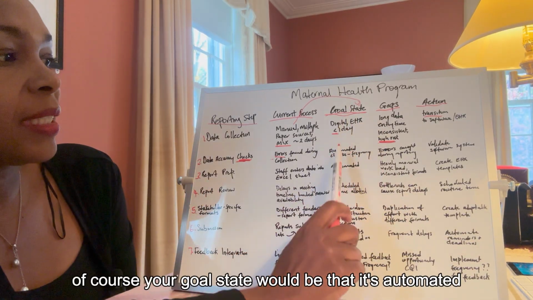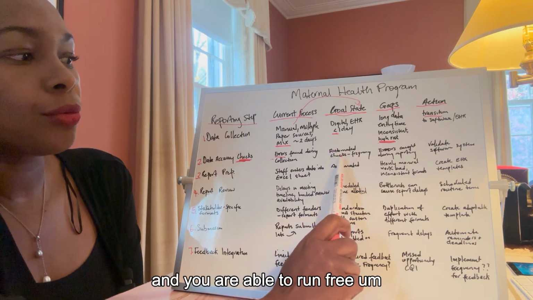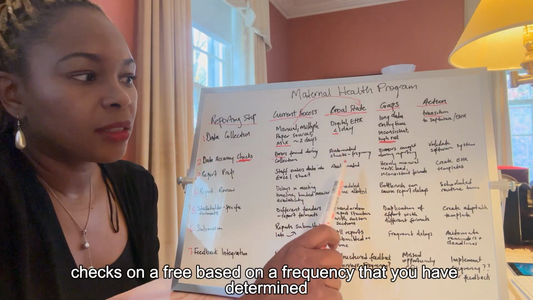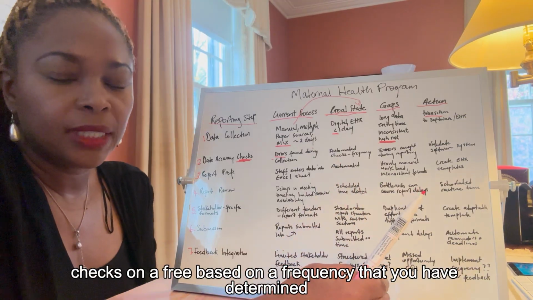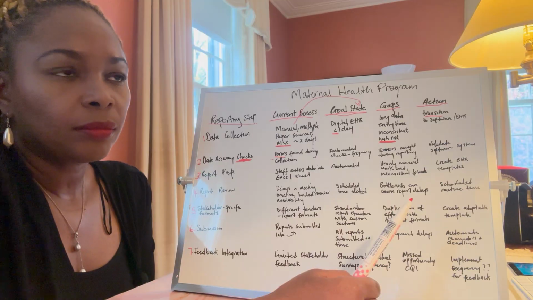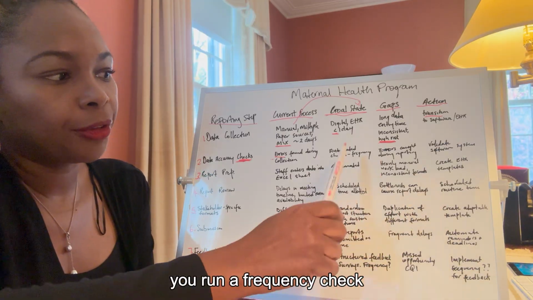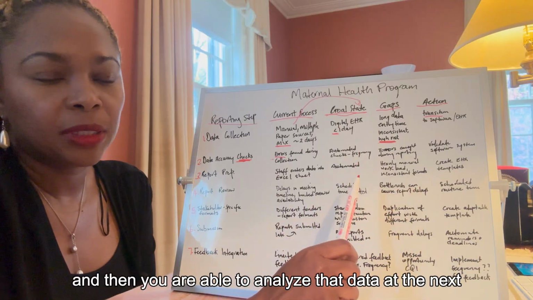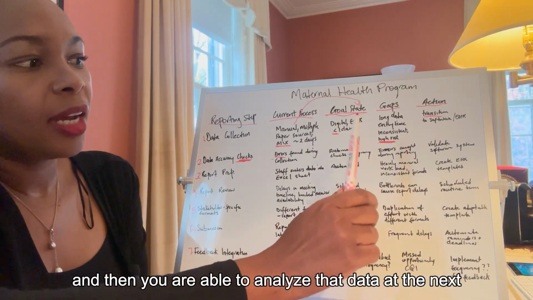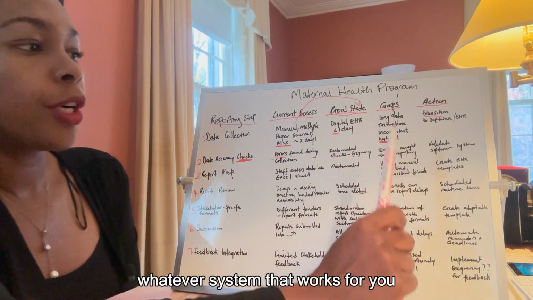Of course, your goal state would be that it's automated and you are able to run checks based on a frequency that you have determined. So it could be after the end of every day, you run a frequency check and then you are able to analyze that data the following morning. Whatever system works for you.